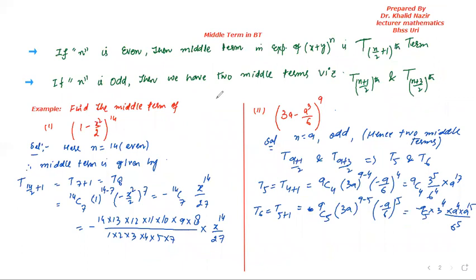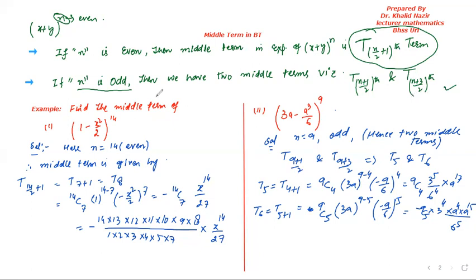Now we have one more concept regarding the binomial theorem. In the expansion of (x plus y) raised to power n, which one is the middle term of the expansion? It depends upon this n, right? If n is even, then the middle term is given by t of n by 2 plus 1. If n is odd, then we have two middle terms. The first one is the (n plus 1)/2 th term and the (n plus 3)/2 th term.